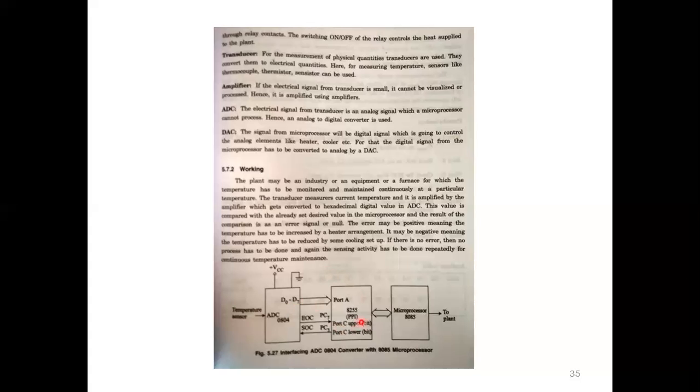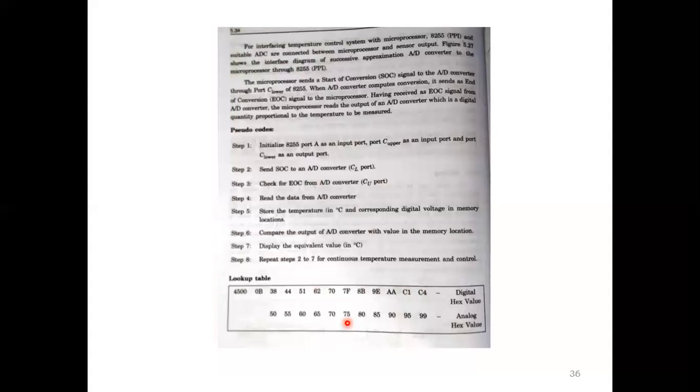This is the interface between the ADC and DAC with the microprocessor. Here we are using port A for data communication, and port C for the control signal operations. So this is the process flowchart: initialize the 8255 with port A as an input port, port C upper as an input port, and port C lower as an output port.